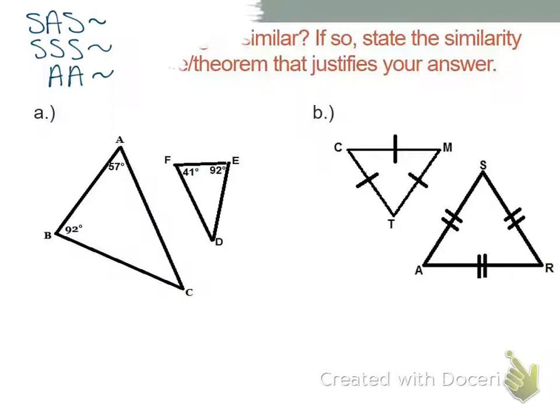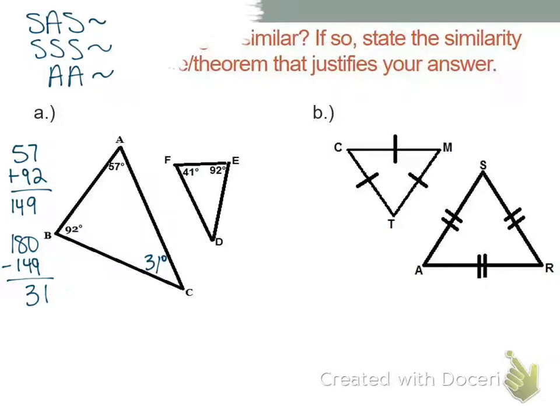How can I find my missing angle in these triangles? Micah? Good. Add them together, subtract from 180. So if I take 57 plus 92, I would get 149. And then I take 180 minus 149, and I would get 31. Okay, so this angle C is 31 degrees.